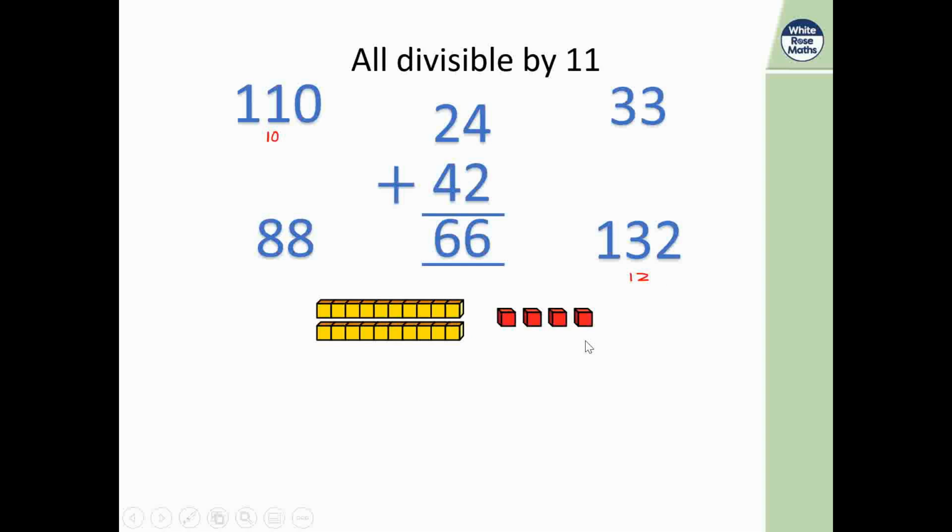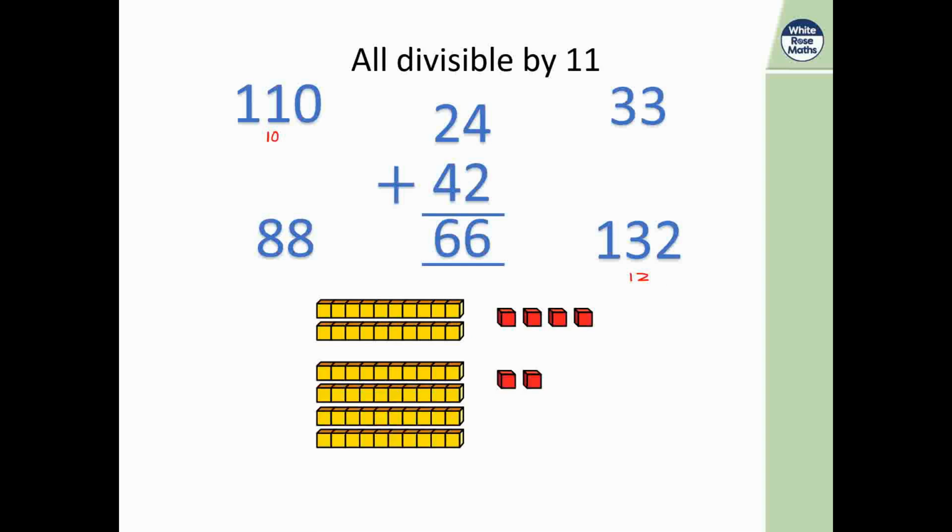Right, so we have 24 there, and they're adding 42. Let's see what they get. Okay, yeah.